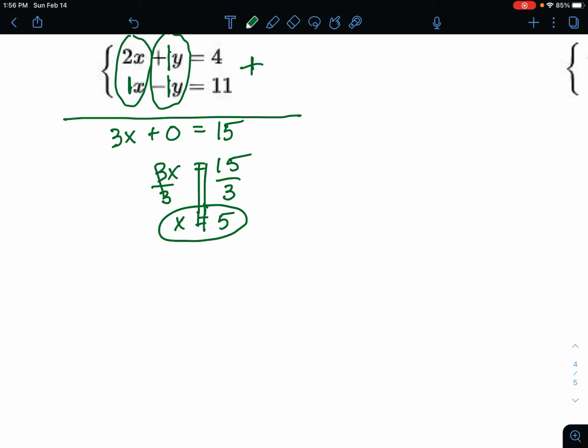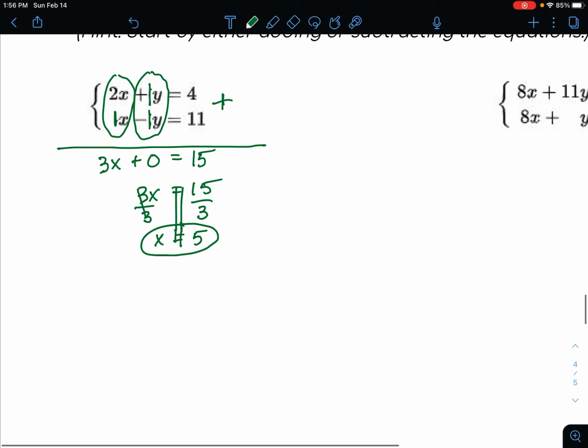Now remember, that's not our entire solution. That's the x value of our solution. So now we still need to get the y. Look at the two original equations and decide, would one of them be easier to use to solve for the y? I'm just going to make the equations a little bit more clear here. You can plug the x value of 5 into either one of those two equations and it would be fine. It would work.